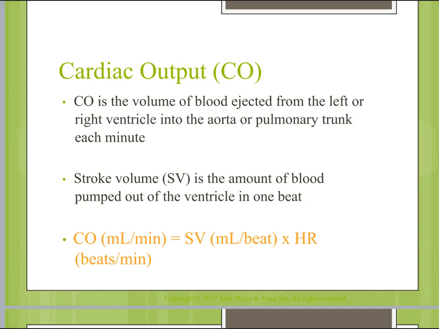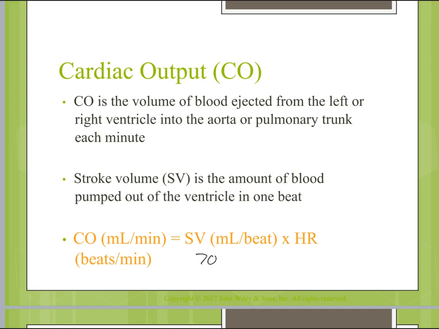So we've talked about stroke volume. Now we're going to introduce cardiac output. Cardiac output is the volume of blood that's ejected from the left or right ventricle into the aorta or pulmonary trunk each minute. Stroke volume is the amount of blood ejected per beat; this is how much blood is ejected per minute. So this should be a pretty simple calculation. Cardiac output is a mL per minute figure. So we take stroke volume, multiply it by heart rate, and we can run this pretty simply, right?